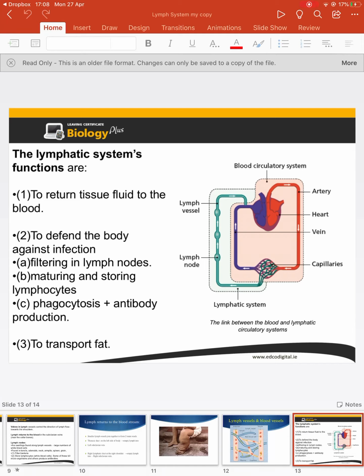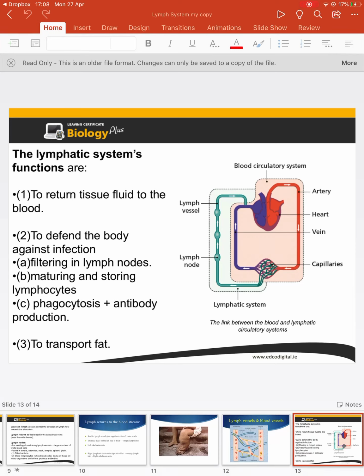So just to recap on the functions of the lymphatic system, the one big one is that it returns tissue fluid to your bloodstream. So remember, 10% of the tissue fluid doesn't go into the capillaries on the venule side of the tissue, and that 10% has to be returned to the blood into the subclavian vein at the base of your neck. Second function is immunity, so it defends the body against infection. A lot of lymphocytes in lymph will filter the lymph and kill any pathogens that might be present.